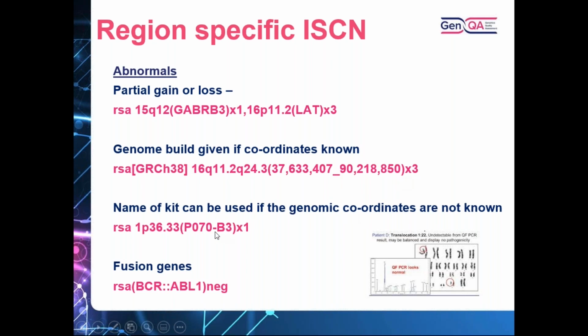If you don't know the genomic coordinates, then you put the kit, and for fusion genes, again, because there's a bracket, there's no space, it's BCR, colon, ABL1, and bracket negative or positive if it has got a fusion. This nomenclature of the colons will be adopted, and it will be published in Nature Genetics shortly.